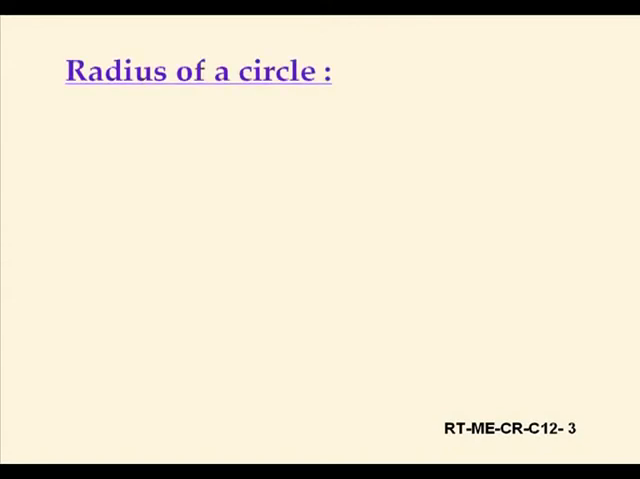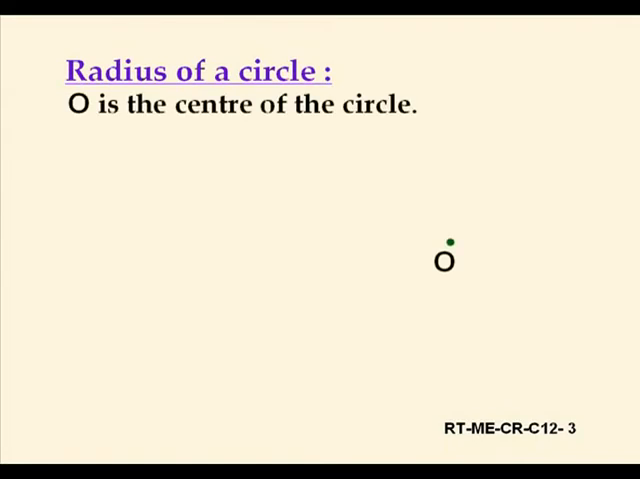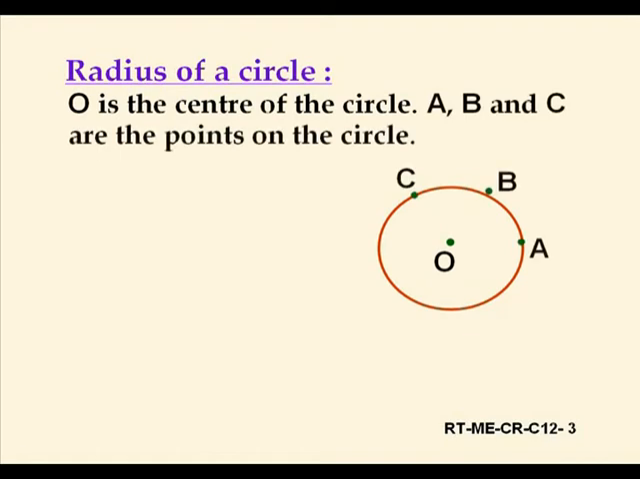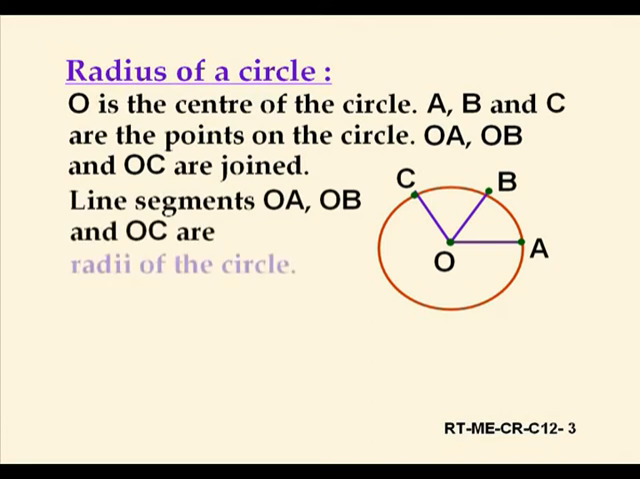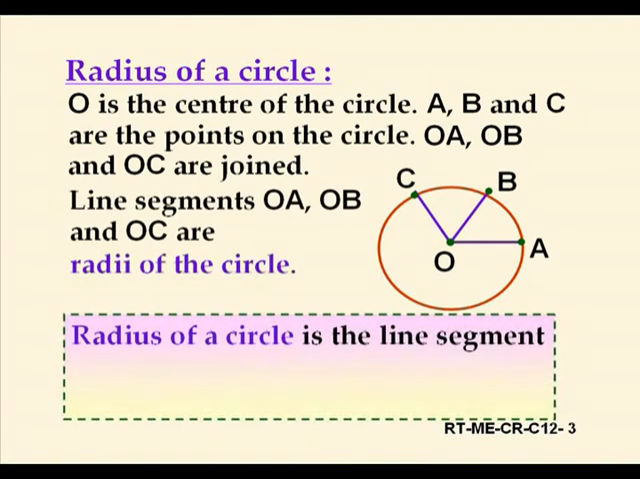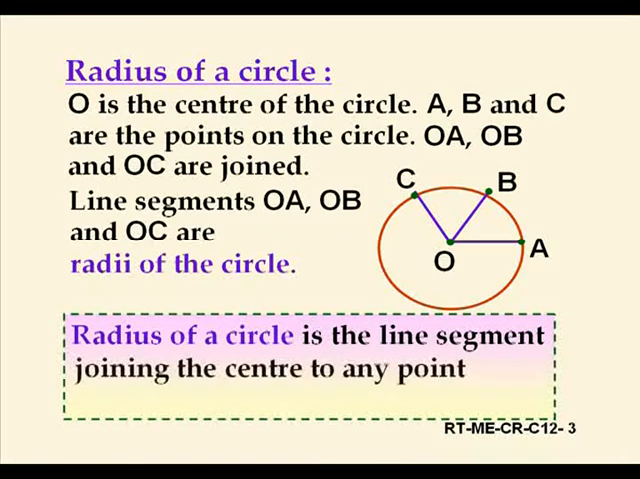Radius of a circle. In the figure, O is the center of the circle. A, B and C are the points on the circle. OA, OB and OC are joined. Line segments OA, OB and OC are radii of the circle. Radius of a circle is the line segment joining the center to any point on the circle.